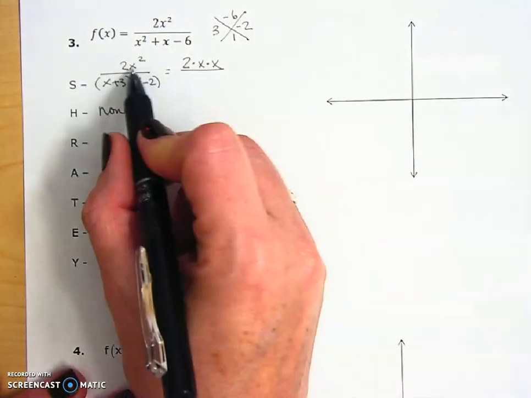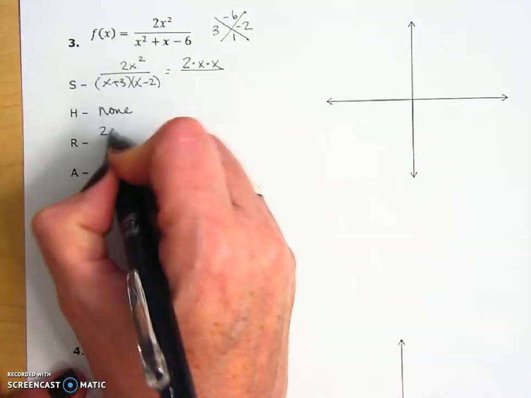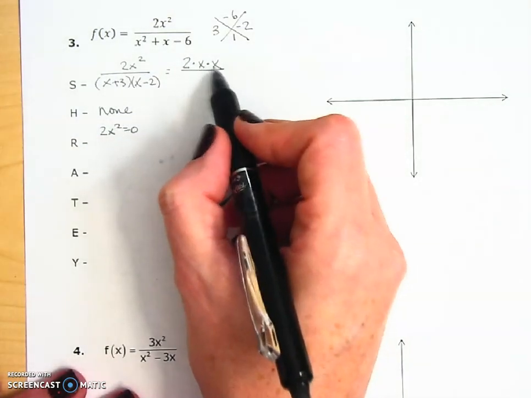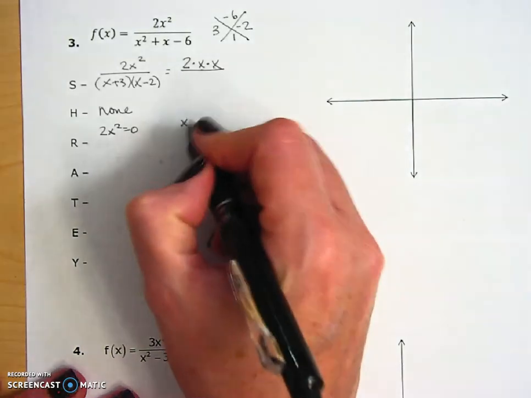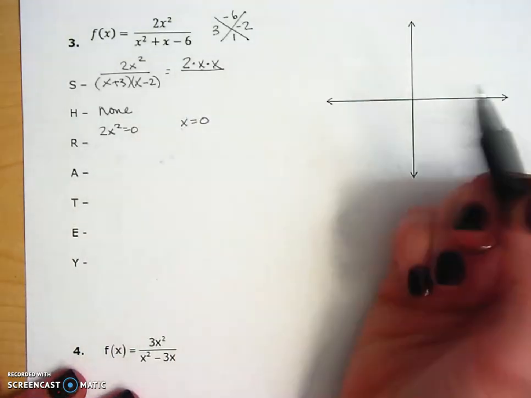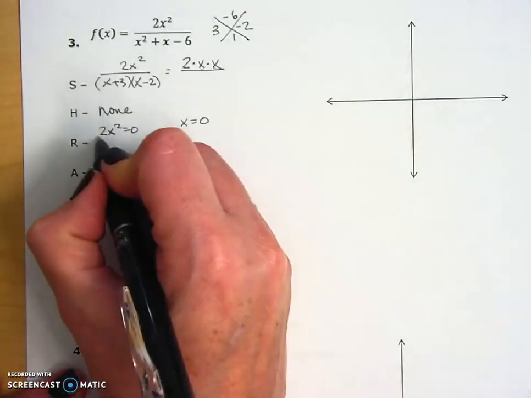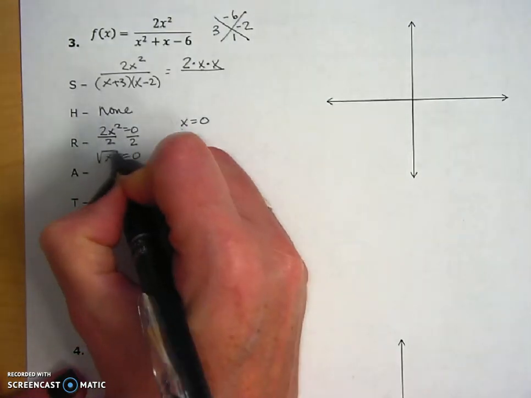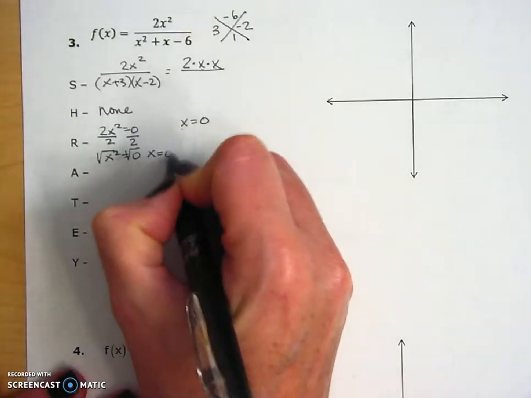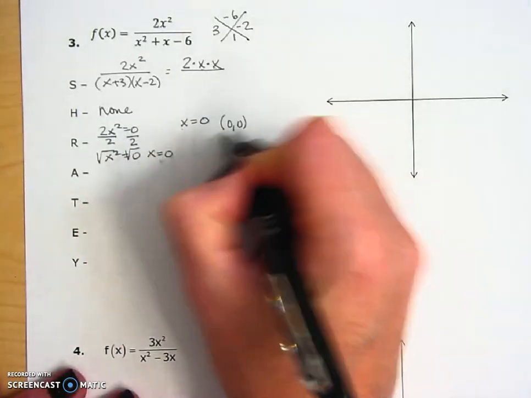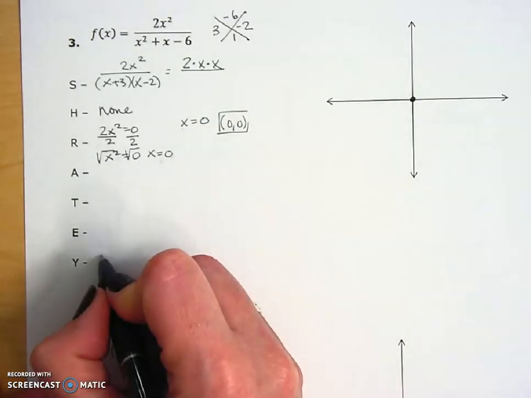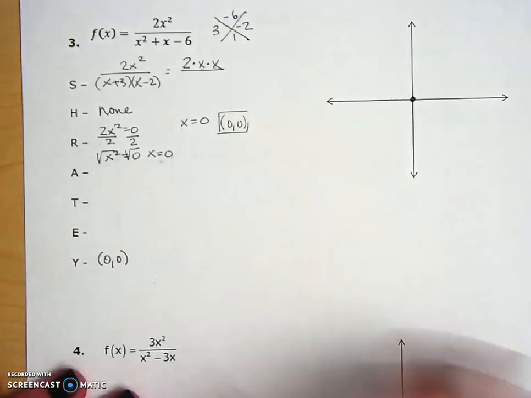So you can set 2x squared equal to 0 and solve it, or you can say, oh, I'm going to set my x factors equal to 0 and solve them. In either case, you're going to still get 0. So my root is 0, 0. And if my x-intercept is 0, 0, so is my y.